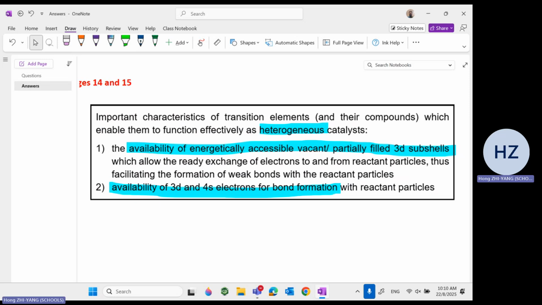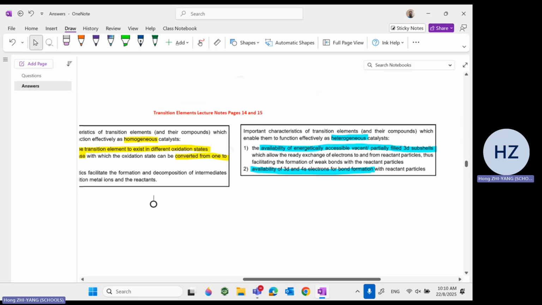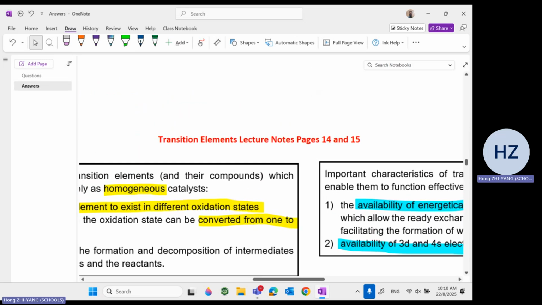Is that okay? Those of you who are reading this, is that all right? Okay. Right, so it's on page 14 and 15 of the transition elements lecture notes.